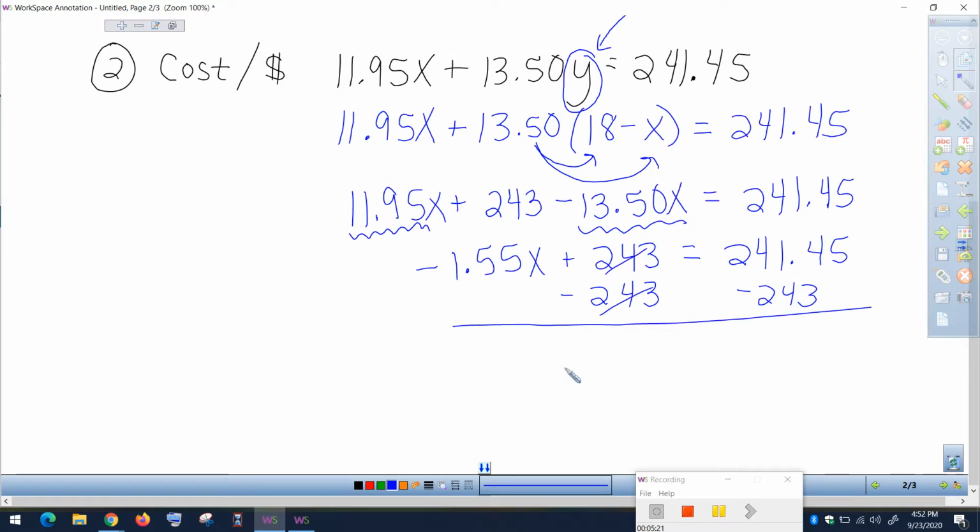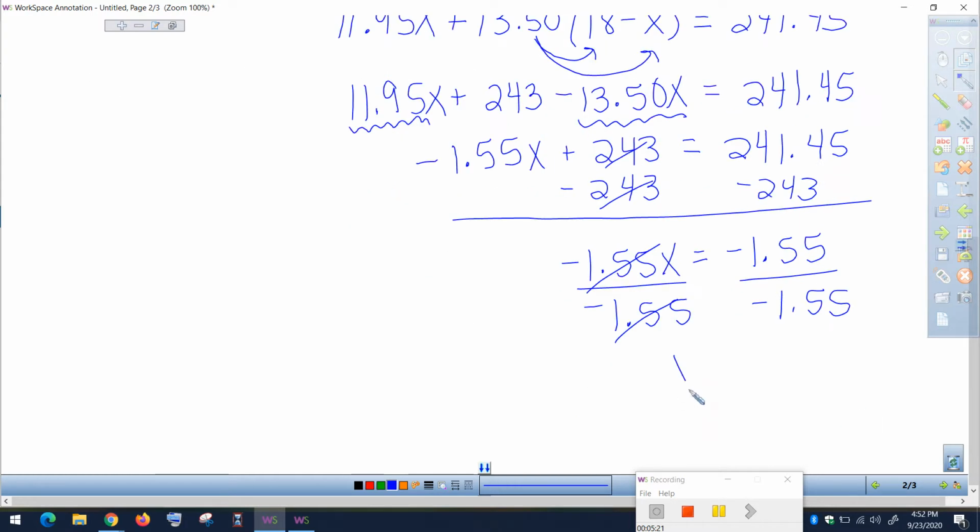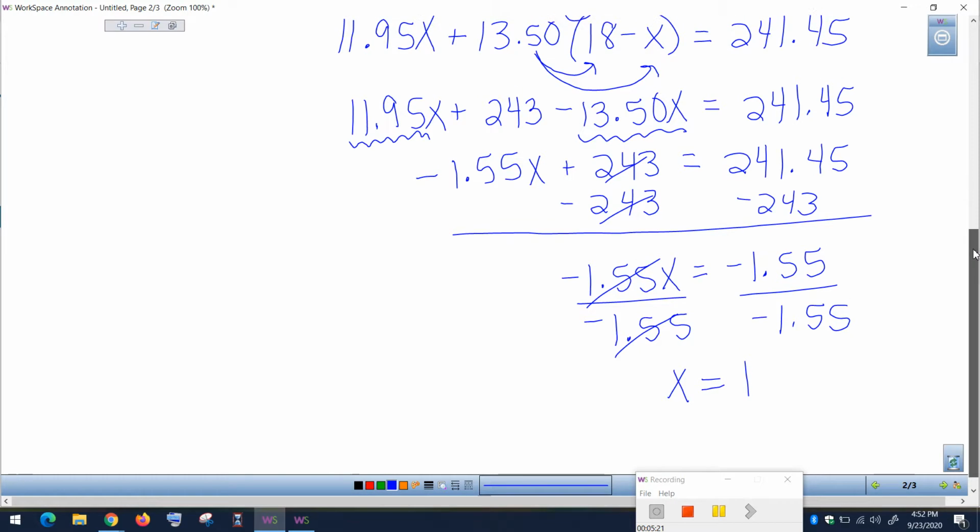So on the left side, we are left with negative 1.55x. Let me do my calculation over here for the right. Oh my gosh. Wow, that is negative 1.55 as well. How cool. So when we divide both sides by negative 1.55, it's the exact same number divided by itself. And so x is equal to positive 1. That was kind of cool. I didn't think it would work out that way.